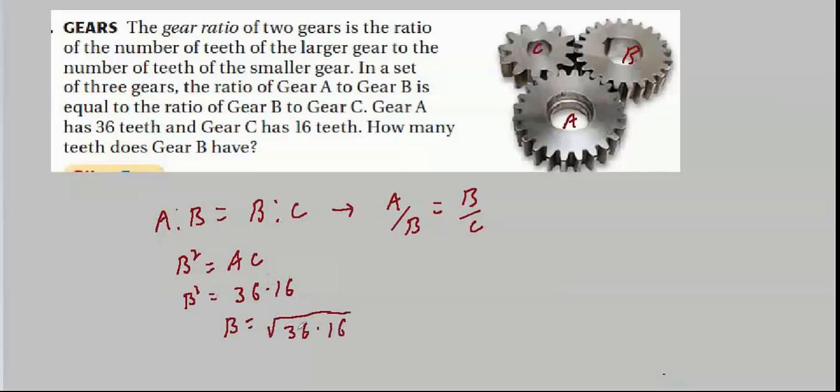Well, this happens to be a perfect square, and this is a perfect square. In other words, this is the square root of 6 squared times 4 squared. And, of course, this is just 6 times 4, or 24. So, B equals 24. And it kind of makes sense. Well, let's see if it makes sense. Let's not say it makes sense. Let's check it out here.